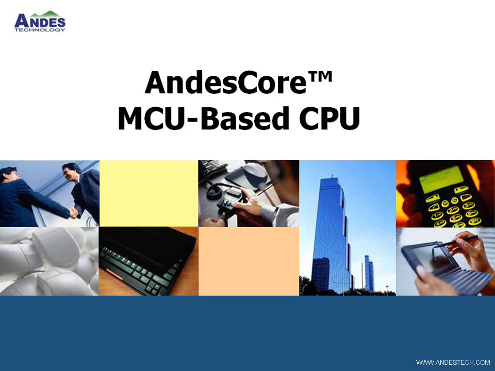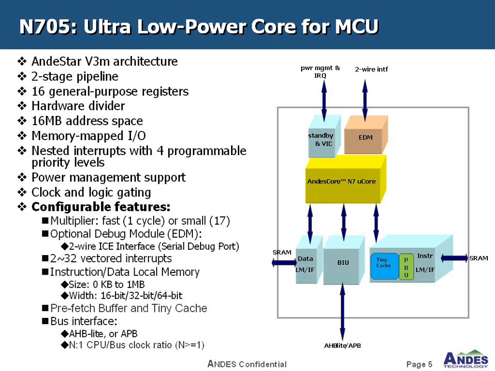Next, I will talk about Andes' MCU-based CPU. The N705 is an ultra-low power core for MCU. It has a two-stage pipeline and uses the AndeStar V3M ISA. V3M ISA is for MCU. It can build the smallest core size. N705 has 16 general purpose registers. It can set at most 4 priority levels in interrupt requests.